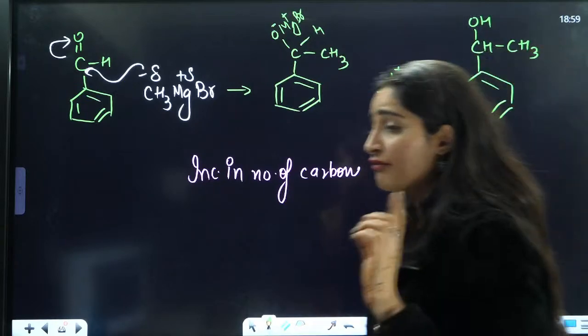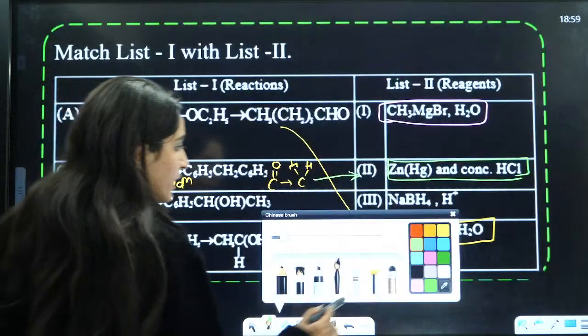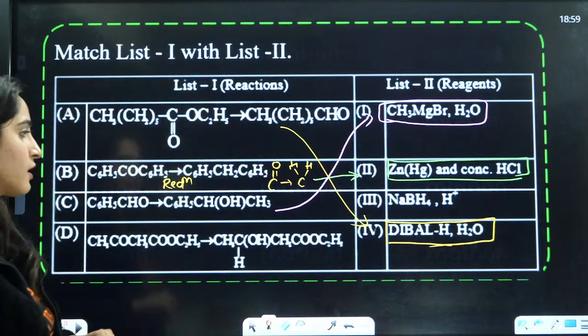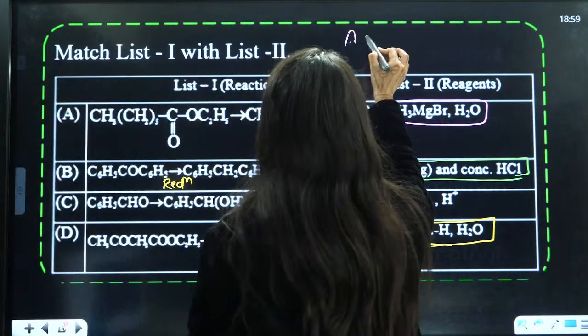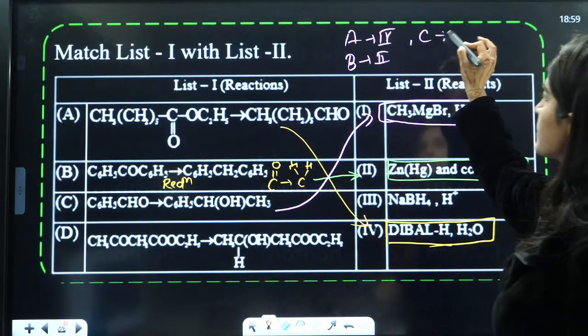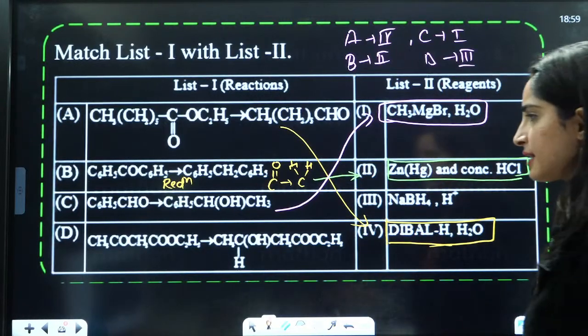Then we can say definitely for C it is Grignard's reagent. So for C it will be the first. Till now we know that A is for fourth, B is for 2, and C is for 1. Then definitely D is for third, but still we will see that.